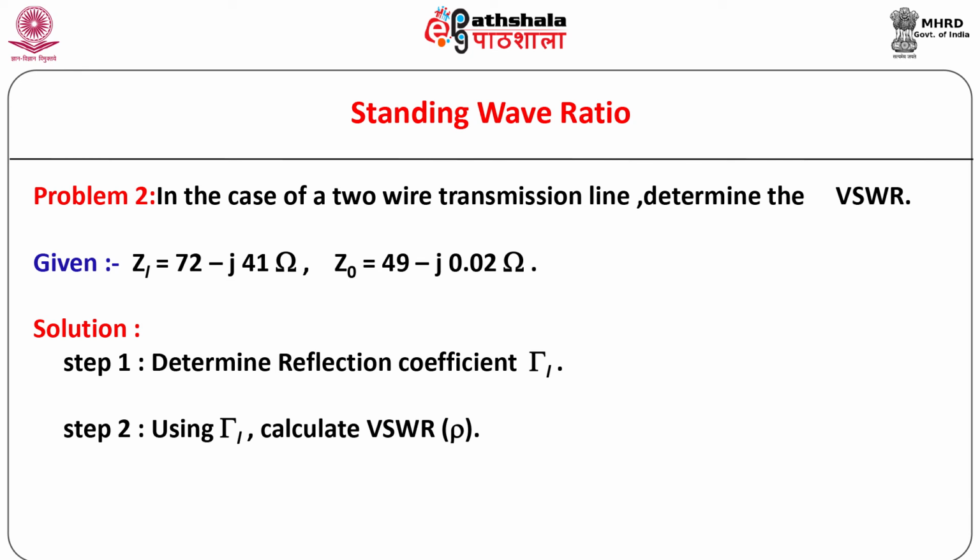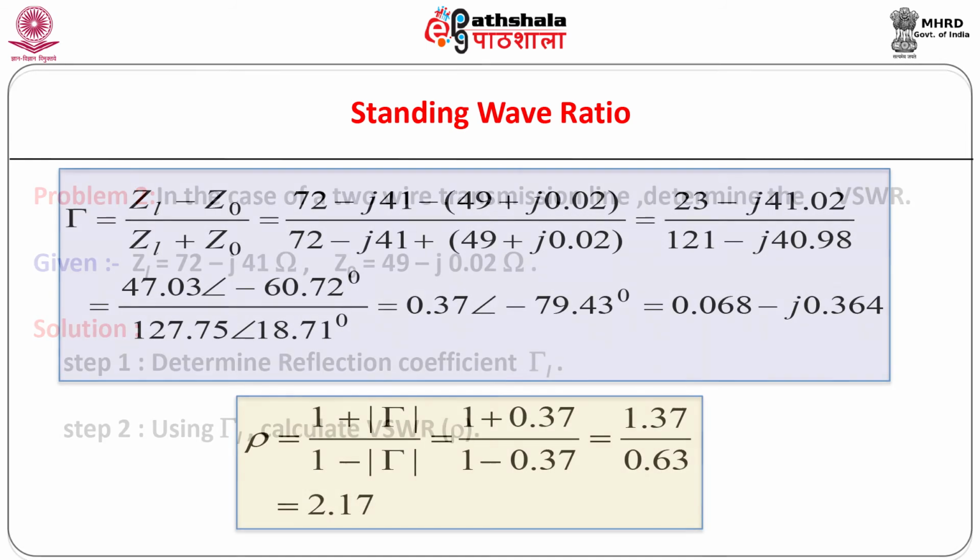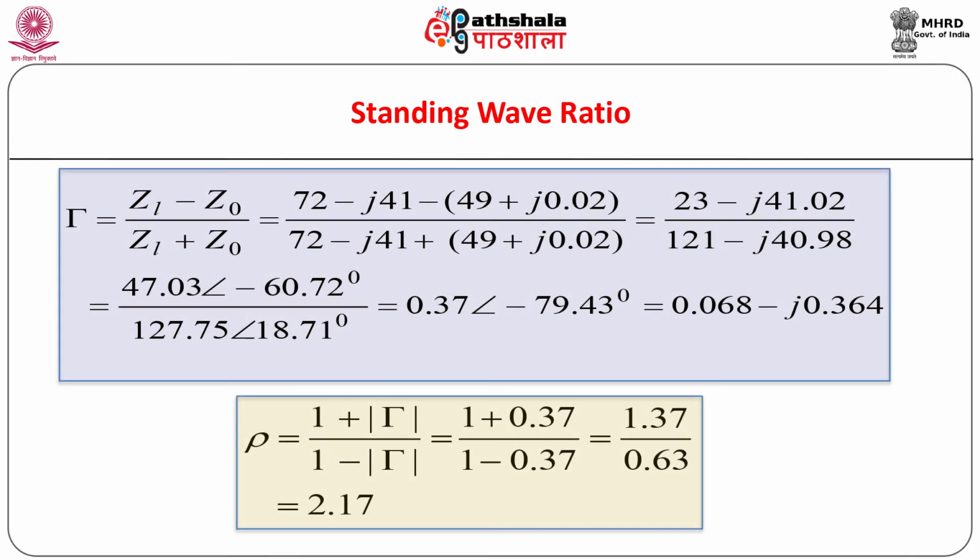Now see the second problem. This problem is concerned with VSWR. Given the values of ZL and Z0, it is expected to determine the reflection coefficient tau and the VSWR rho. Note the substitutions and the conversion of complex numbers from Cartesian to phasor representation, followed by the rule of division of two complex numbers expressed in polar form.